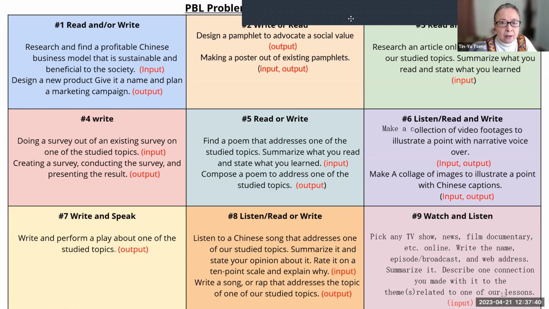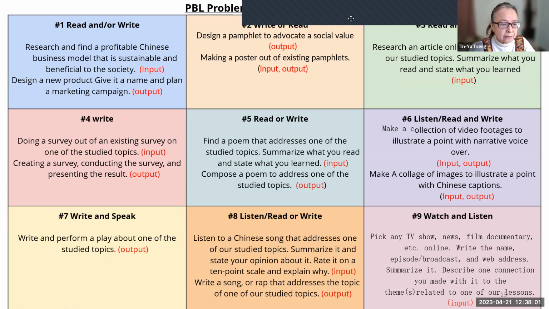Number 3, research an article online related to one of our study topics. Number 4, do a survey out of an existing survey on one of the study topics. Number 5, find a poem that addresses one of the study topics. Number 6, make a collection of video footage to illustrate the point with narrative voiceover. Number 7, write and perform a play about one of the study topics.